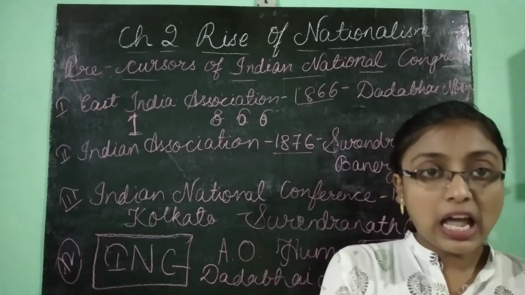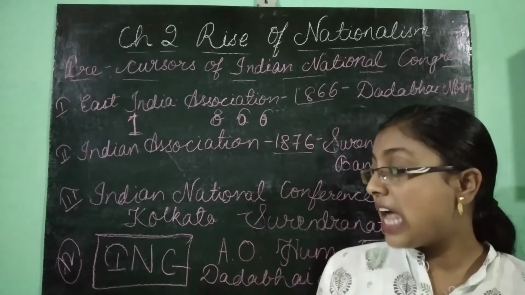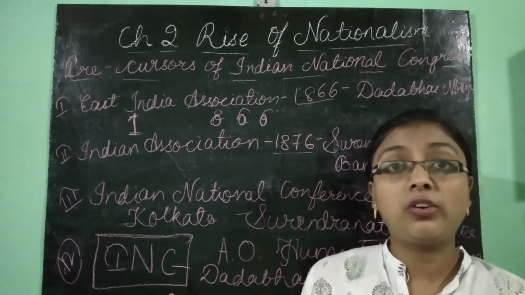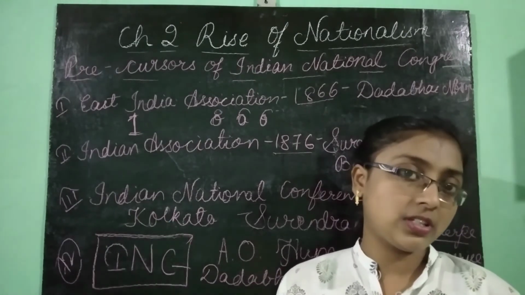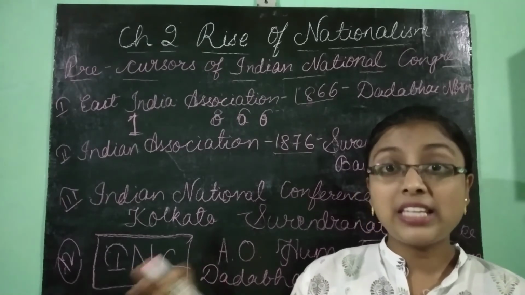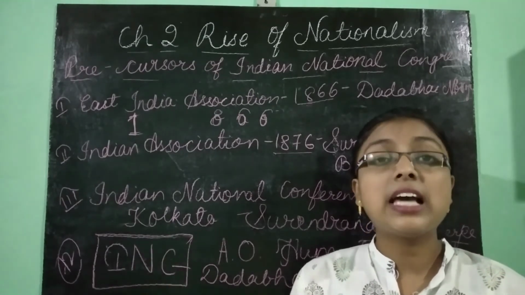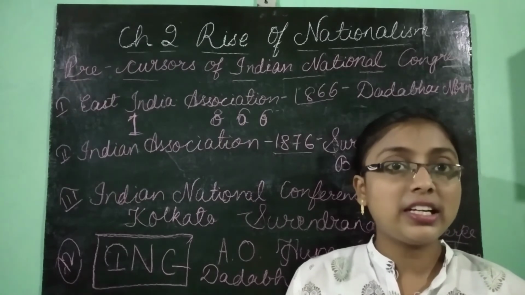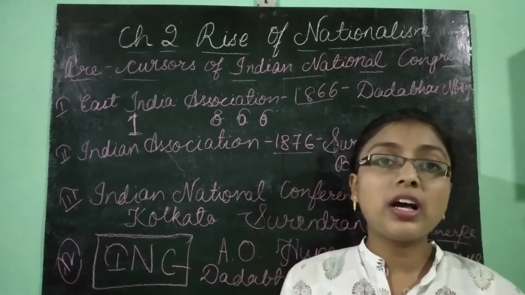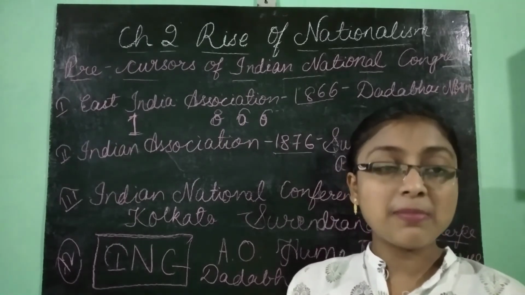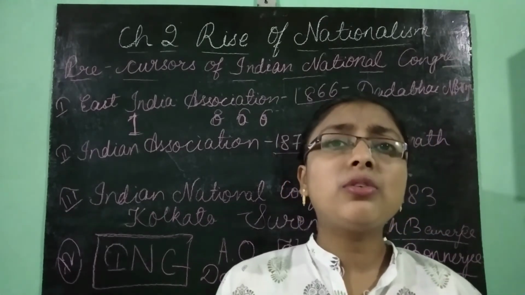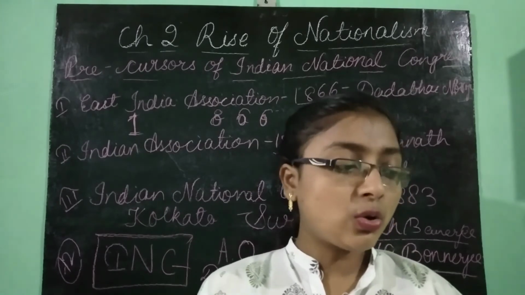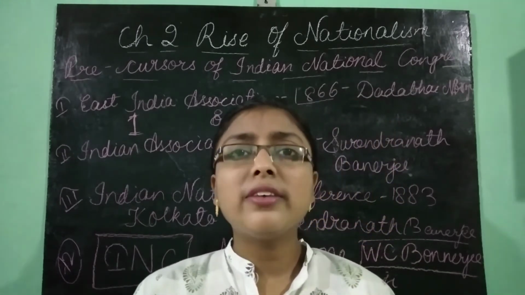Now, here the Indian National Congress, such a political organization which has an all-India character, is formed. So it's obvious that it has certain aims and objectives, isn't it? So let's know what its aims and objectives are. The first aim is to promote friendly relations.